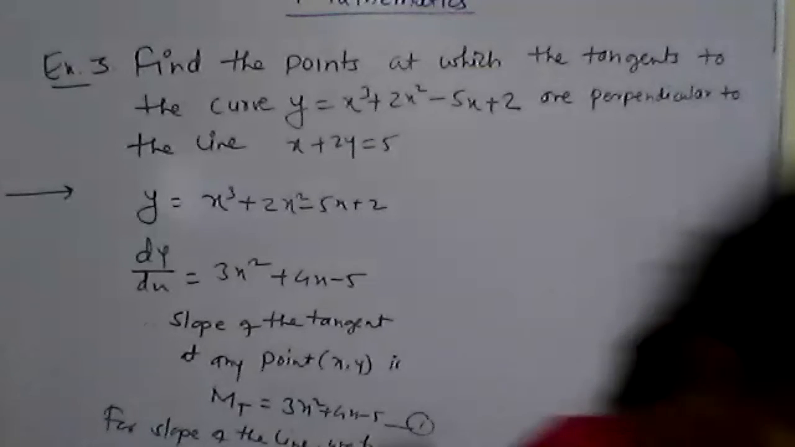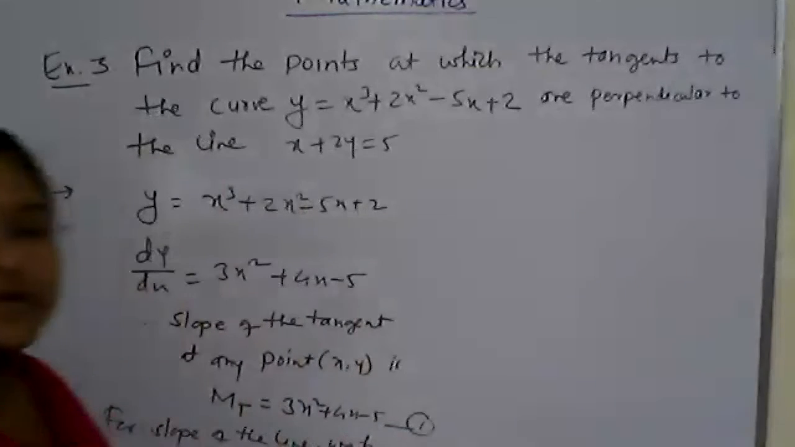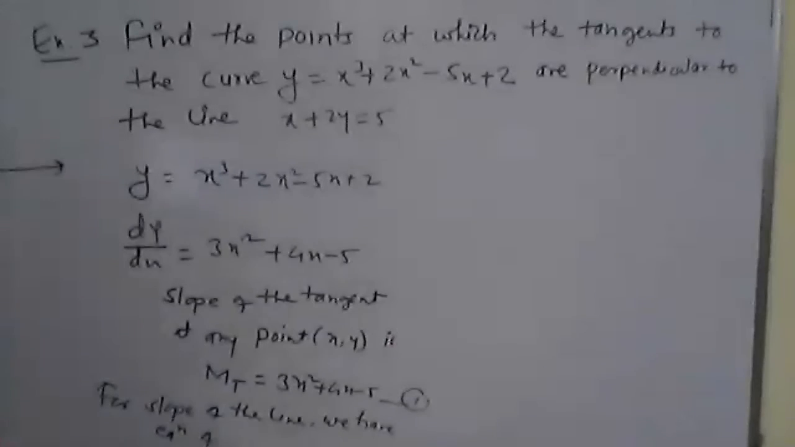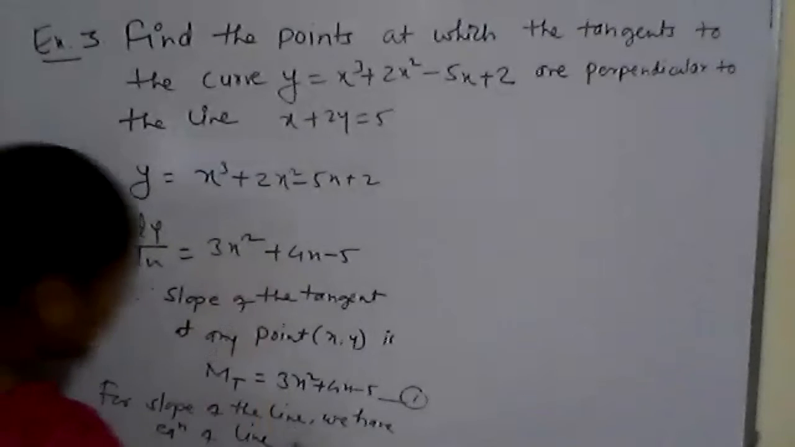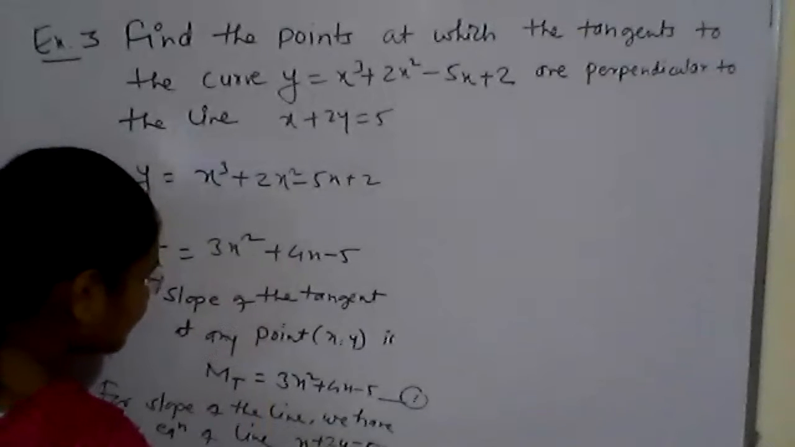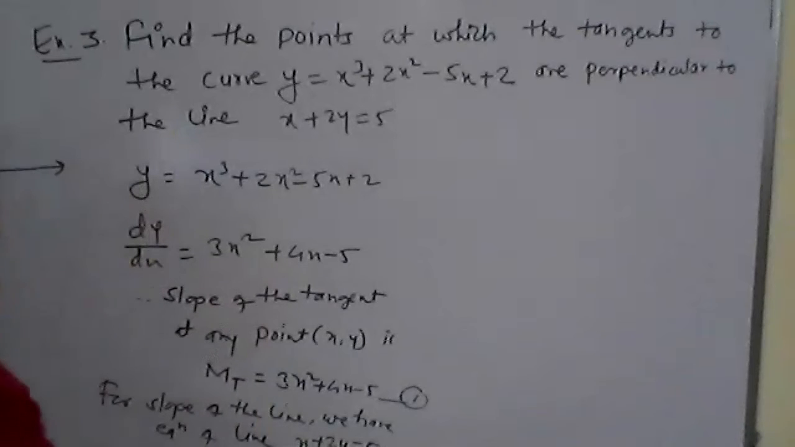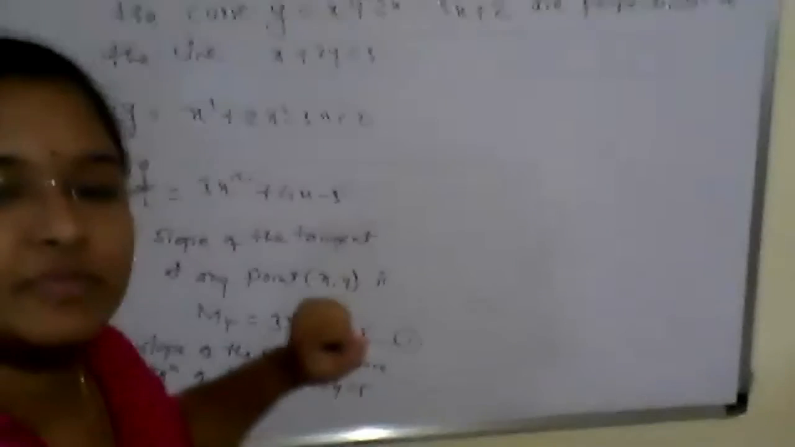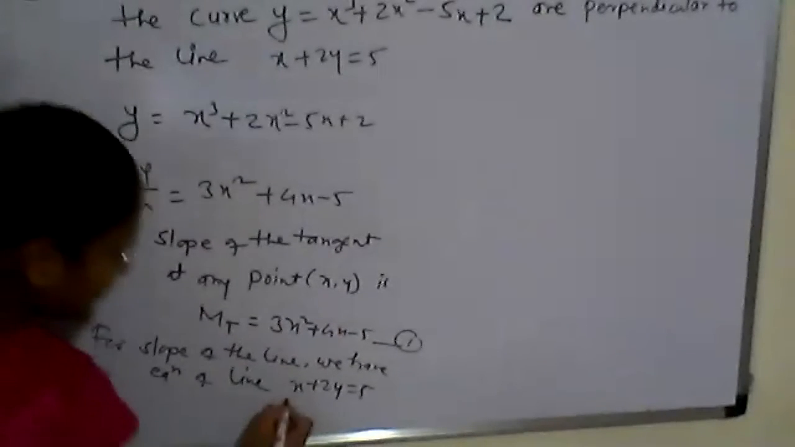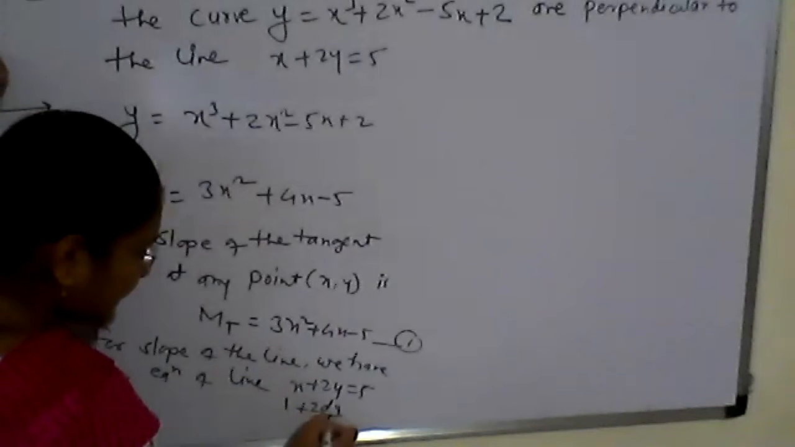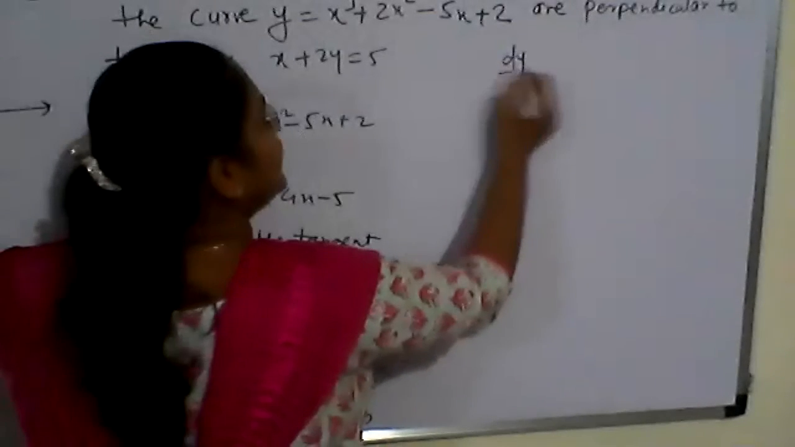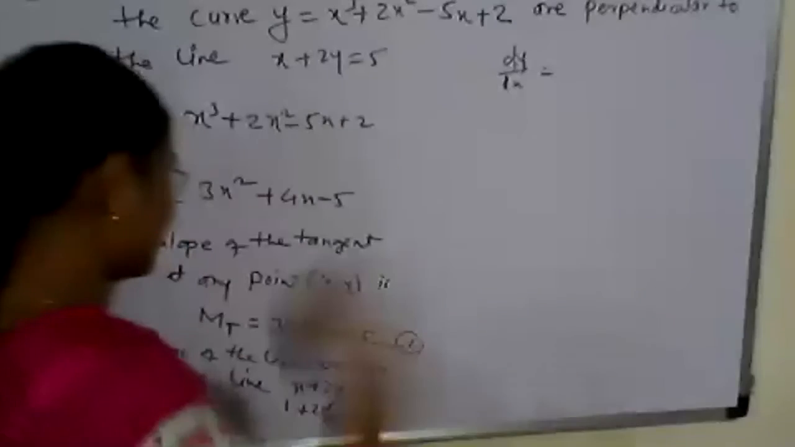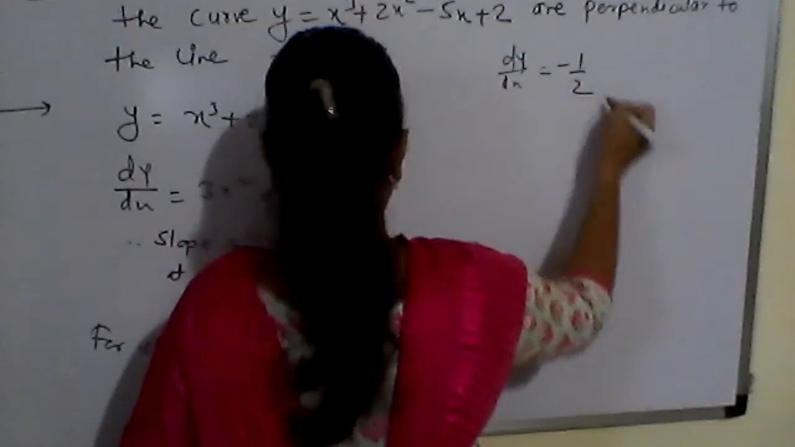Two points are there, no? One is 1, 0 and the other you also have. Equation of line is x plus 2y equals 5. So if we differentiate it, what will we get? 1 plus 2 dy by dx equals 0. So dy by dx is equal to minus 1 upon 2.